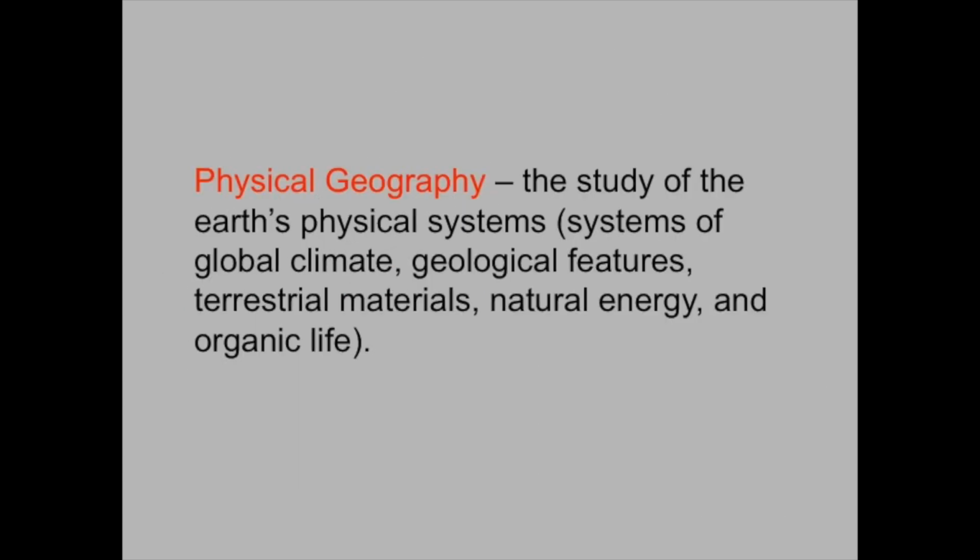So then, given this more holistic perspective regarding what a physical geographer actually studies, let me give you a much more formal and user-friendly definition for this discipline. Physical geography, as you can see, is the study of the Earth's physical systems, systems of global climate, geological features, terrestrial materials, natural energies, and organic life. And like I mentioned earlier, to truly understand these systems at a very deep level, we really have to look at them through the eyes of a chemist or an anthropologist or a biologist or a physicist.